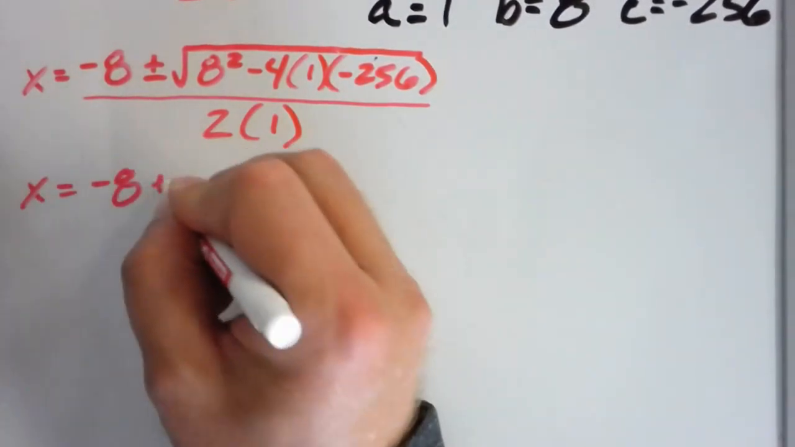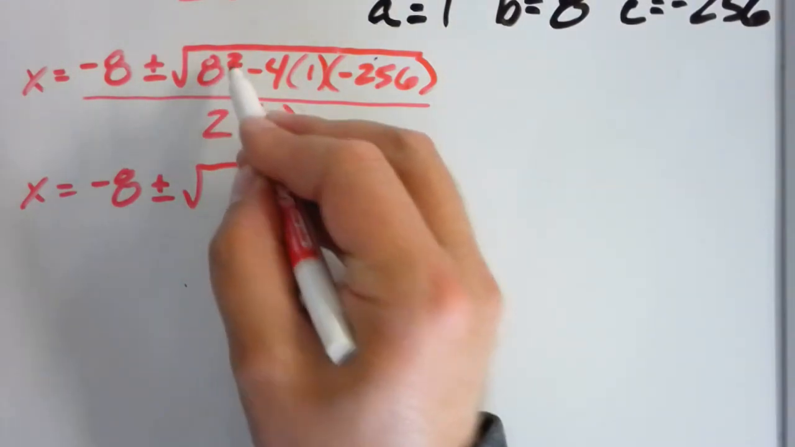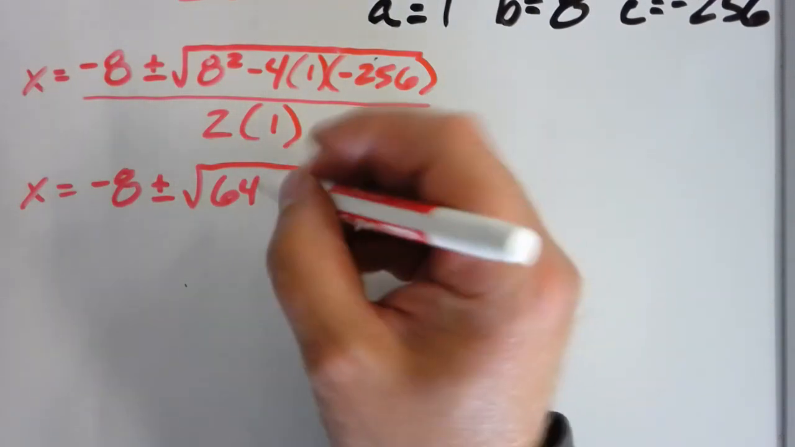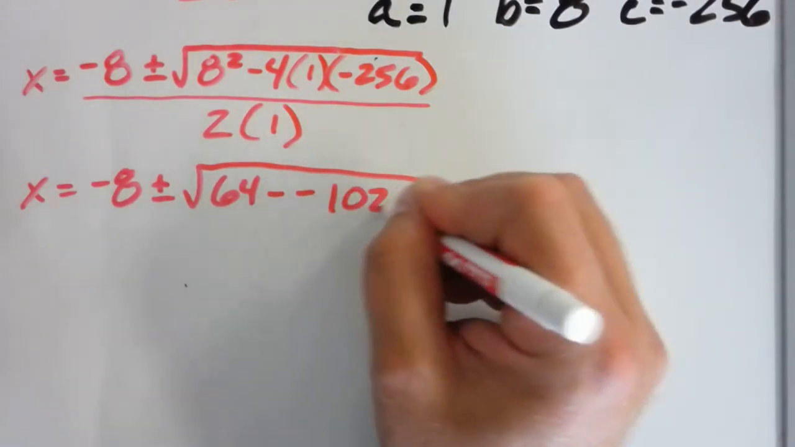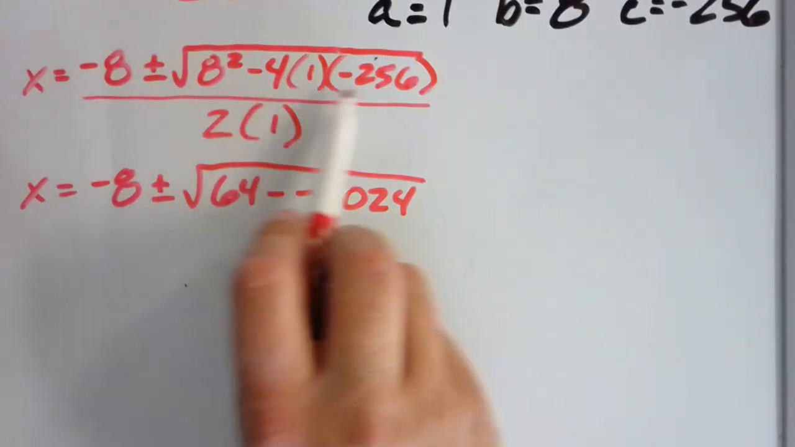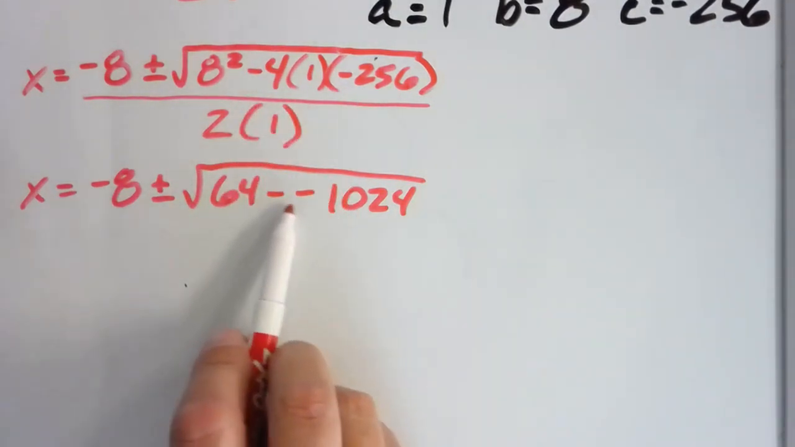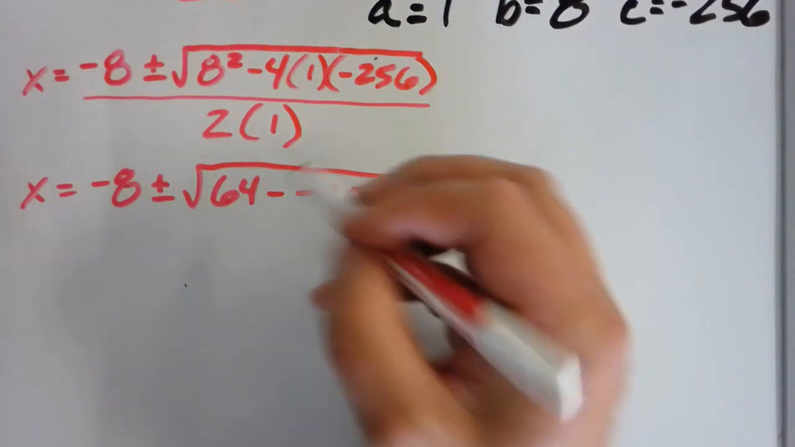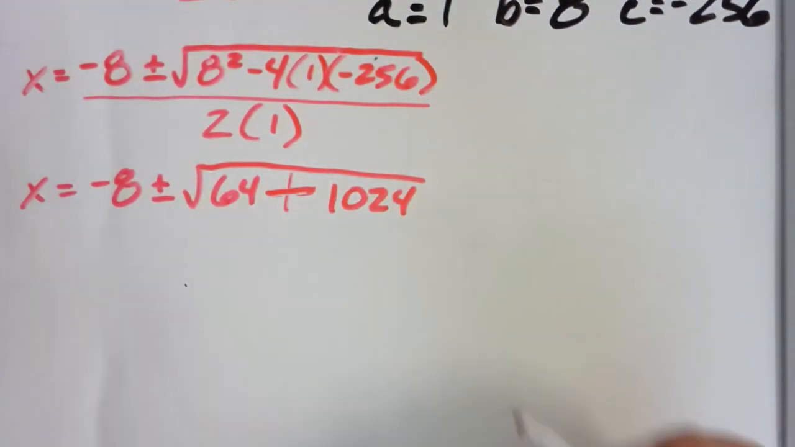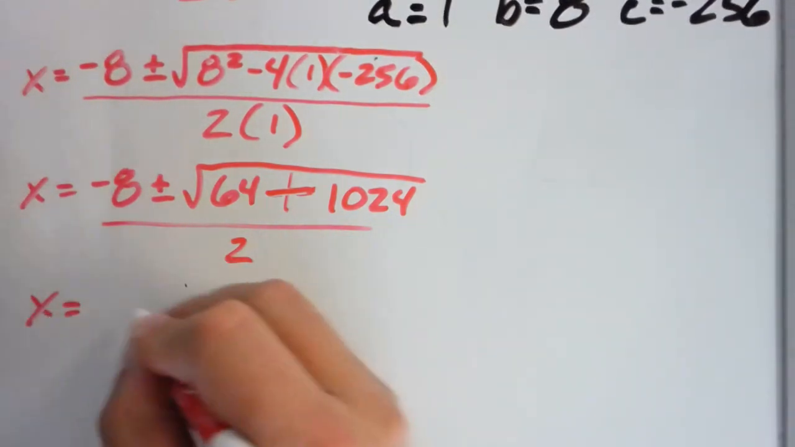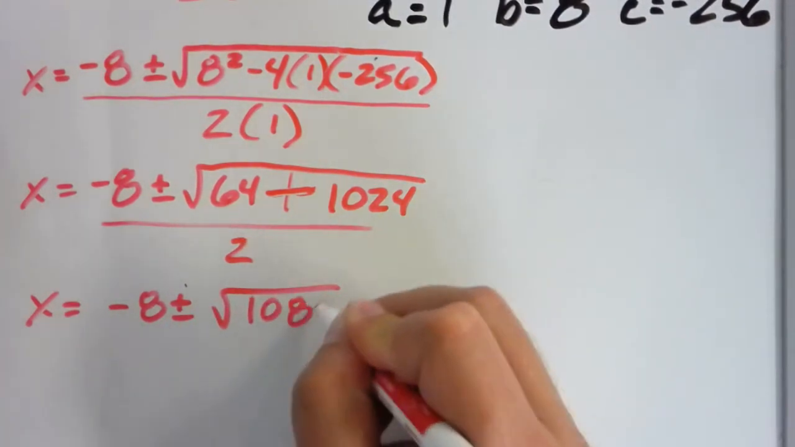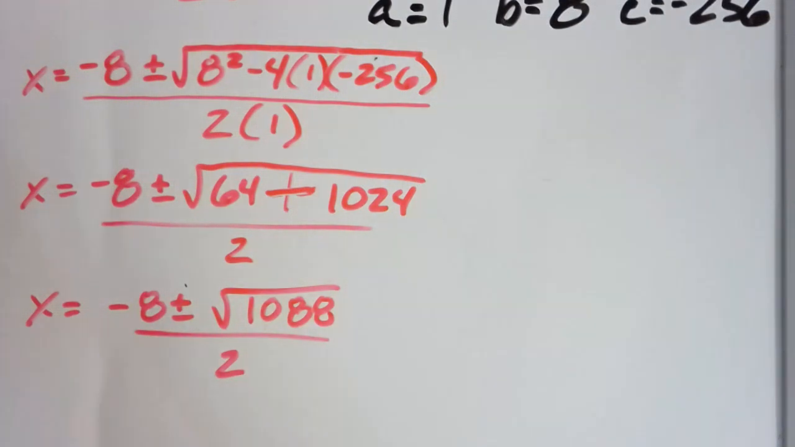So I get negative 8 plus or minus, and here's where I just deal with the square root. 8 squared is 64. 4 times 1 times 256. I'm going to get minus a negative 1024. That negative 1024 came from multiplying 4 and negative 256. Many of my students would just simply convert this to a plus sign. I always take the time to show it's a minus a negative, so I know what I have to do here. And you can just draw a big plus sign to get rid of that. All this over 2 times 1, or 2. Keep going. X is equal to a negative 8 plus or minus the square root of just adding these two together, 1088, all over 2.